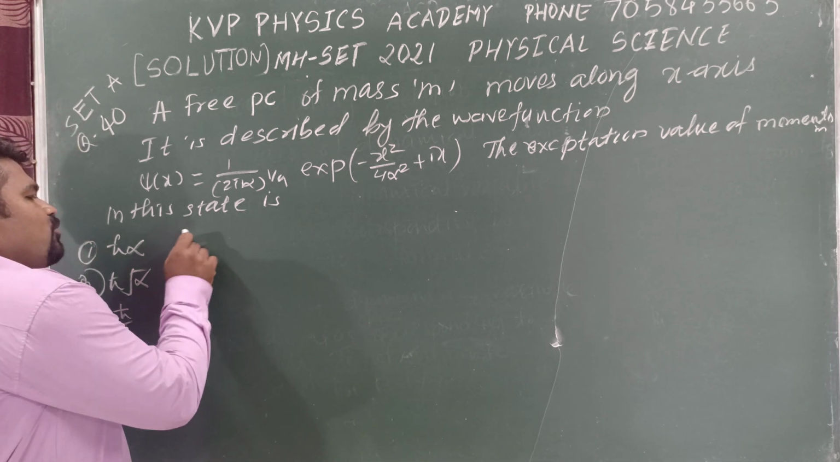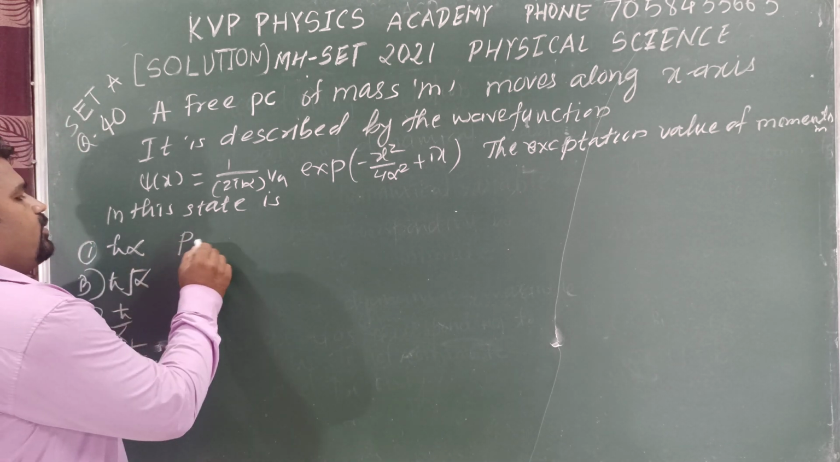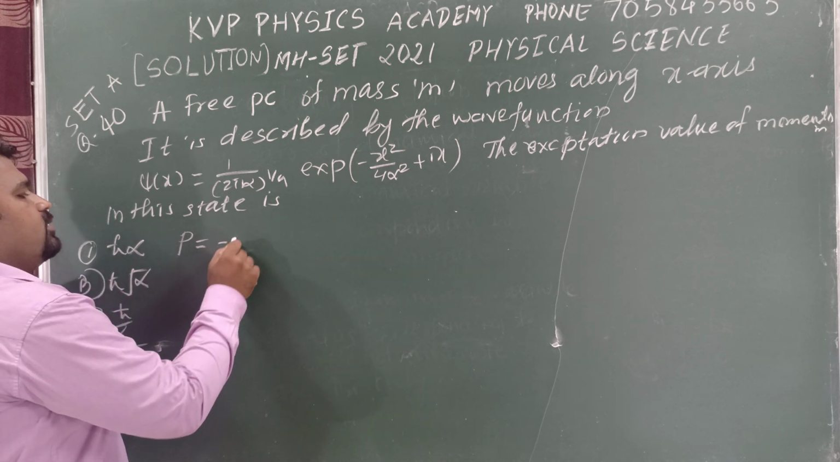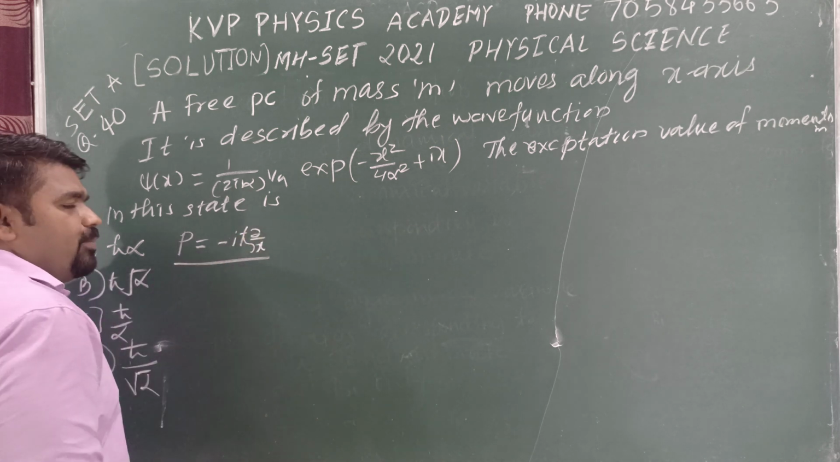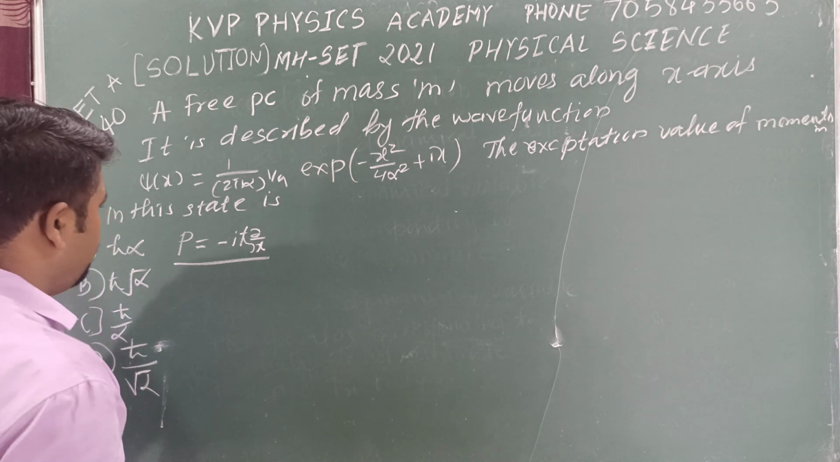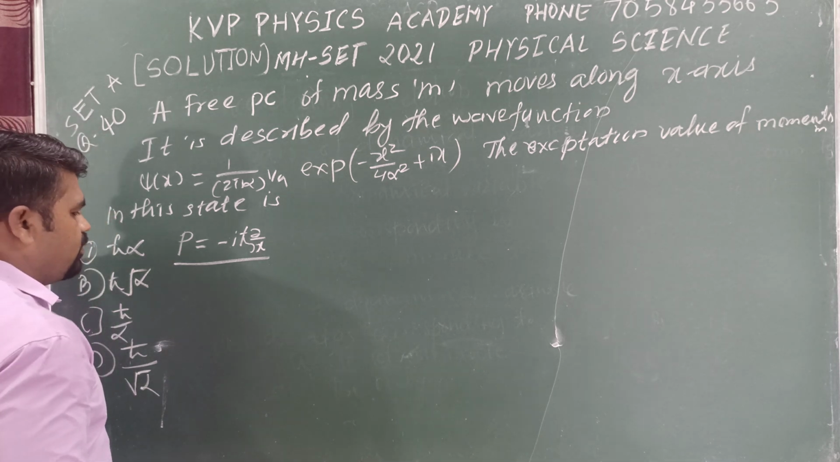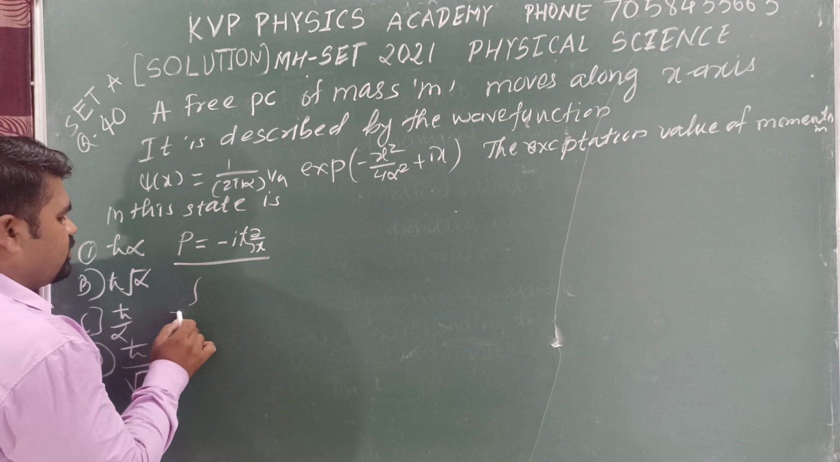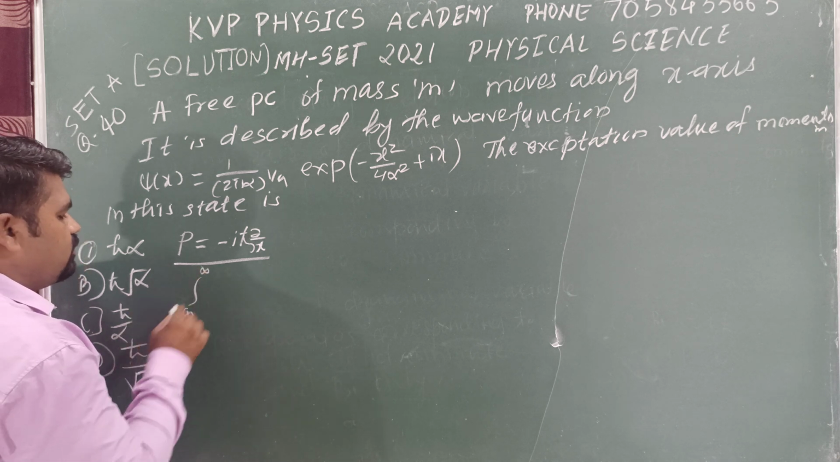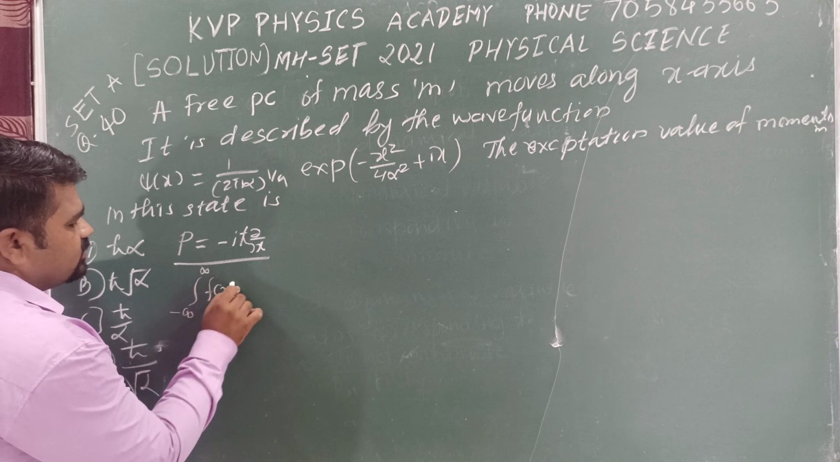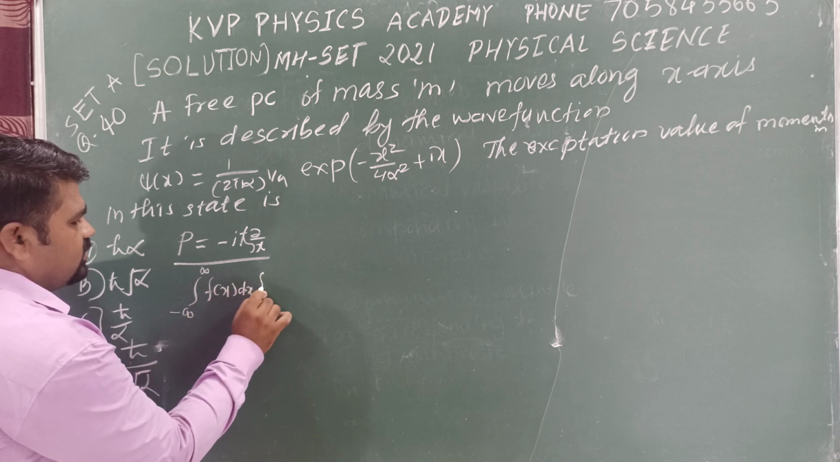Here the momentum operator P, we know, is equal to −iħ ∂/∂x. This is the momentum operator P = −iħ ∂/∂x. Always memorize one trick here: the integral from minus infinity to plus infinity of f(x) dx.